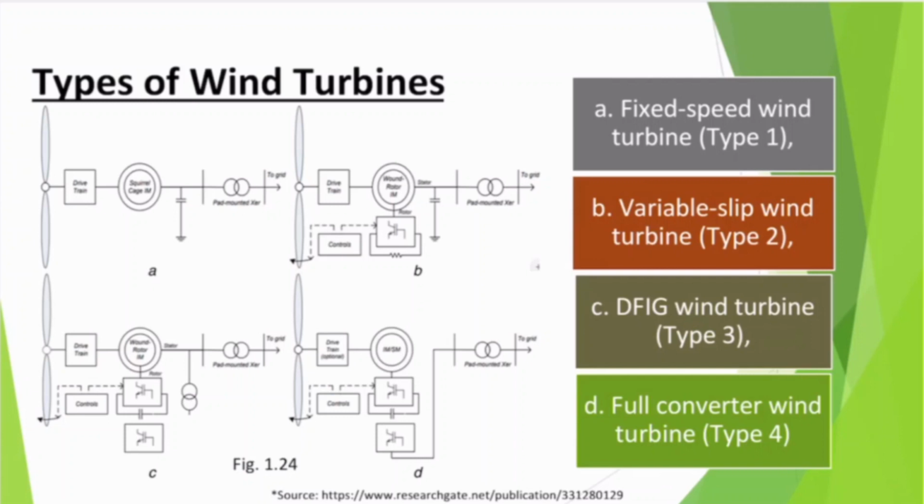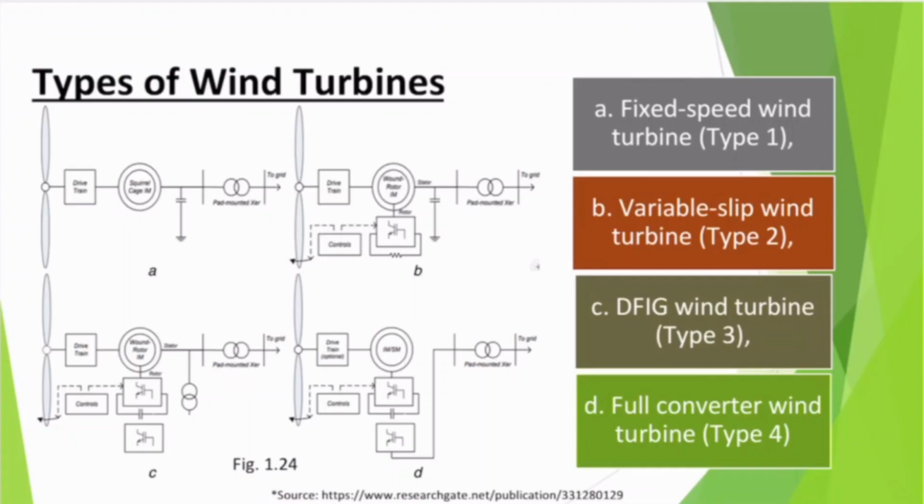And the third one is very popular and commercially utilized across the world, and that is DFIG, the double fed induction generator wind turbine, which is type 3. And then the fourth one is full converter wind turbine, which is type 4. Depending upon the technology, any kind of configuration is acceptable, but most popularly today type 3 is very commonly used, but other technologies are still in the market.